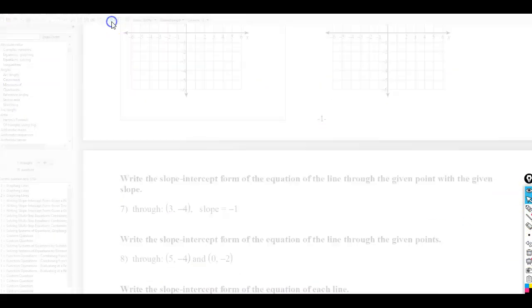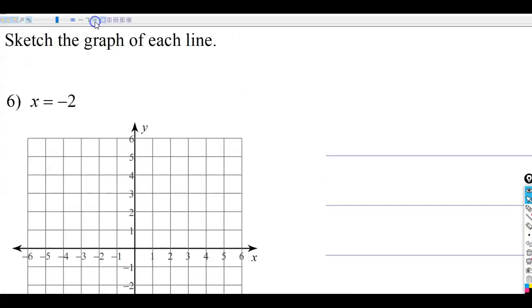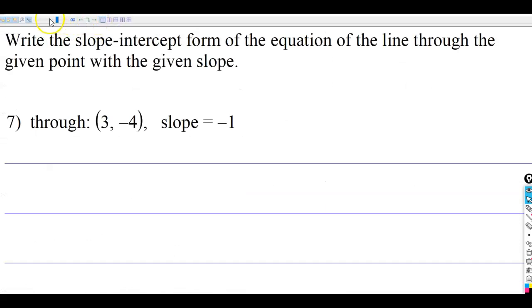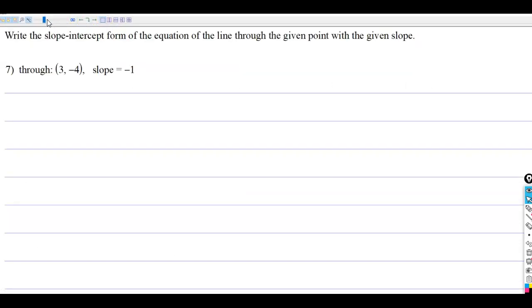Continuing on, I think I'm going to change screens for the rest of these. Okay. Write the slope-intercept form of the equation of the line through the given point with the given slope. So I'm giving you a point and a slope. Okay. So slope-intercept form looks like this.